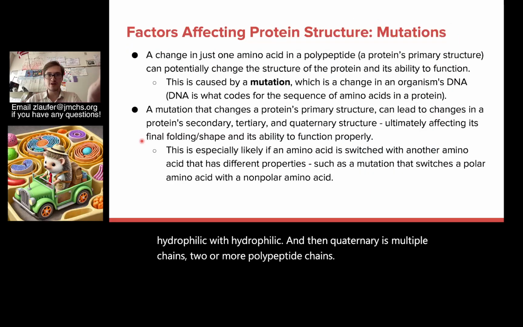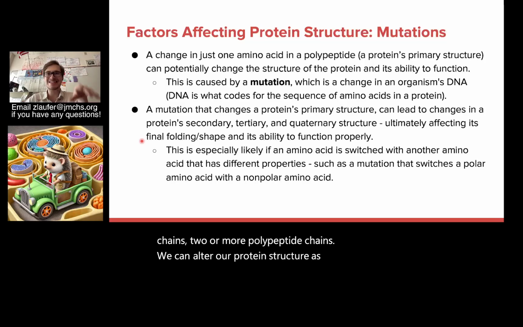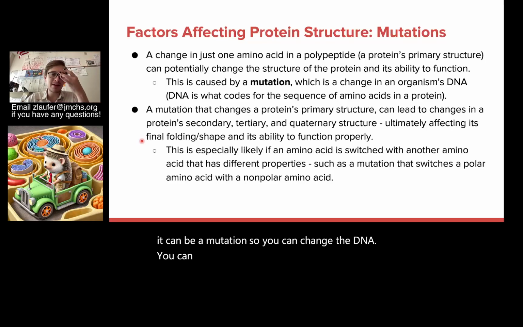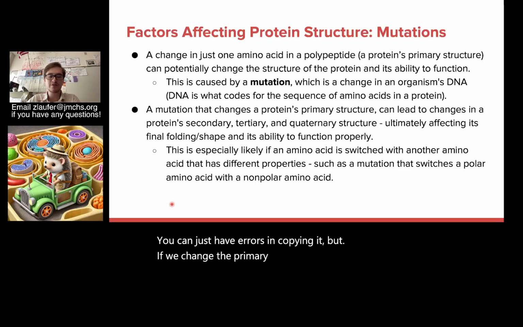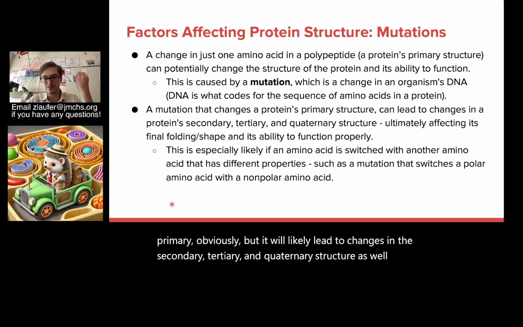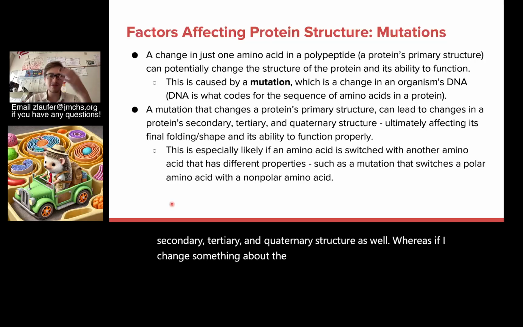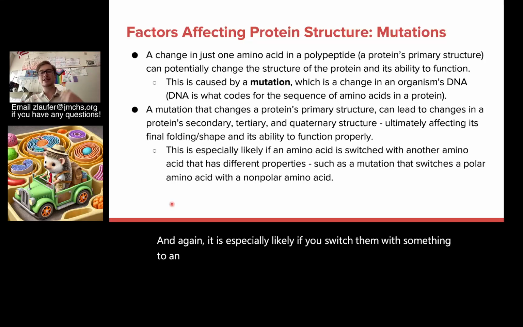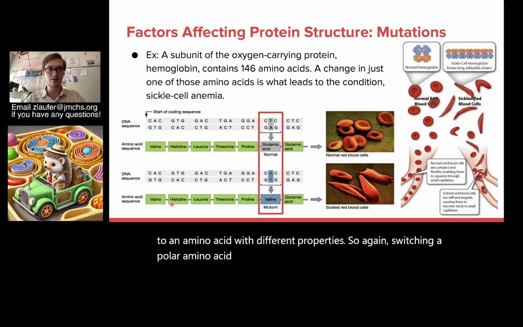We can alter our protein structure, as I've been hinting at. It can be a mutation, so you can change the DNA. You can just have errors in copying it. If we change the primary structure, we're definitely changing the primary, obviously, but it will likely lead to changes in the secondary, tertiary, and quaternary structure as well. Whereas if I change something about the tertiary structure, it may not affect down. And again, it is especially likely if you switch them with an amino acid with different properties. So again, switching a polar amino acid with a non-polar, and so on.